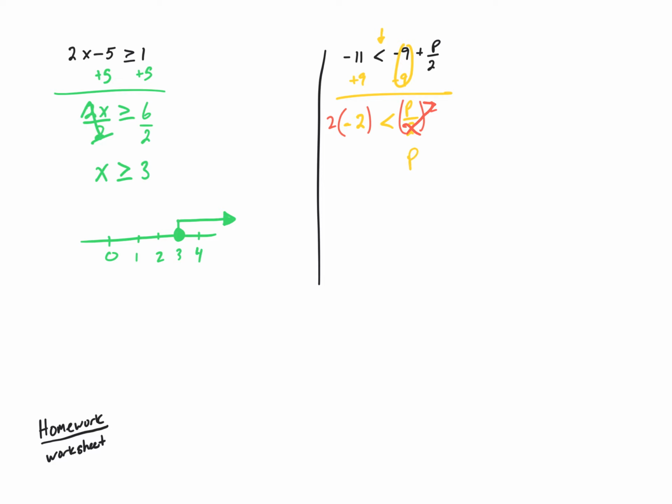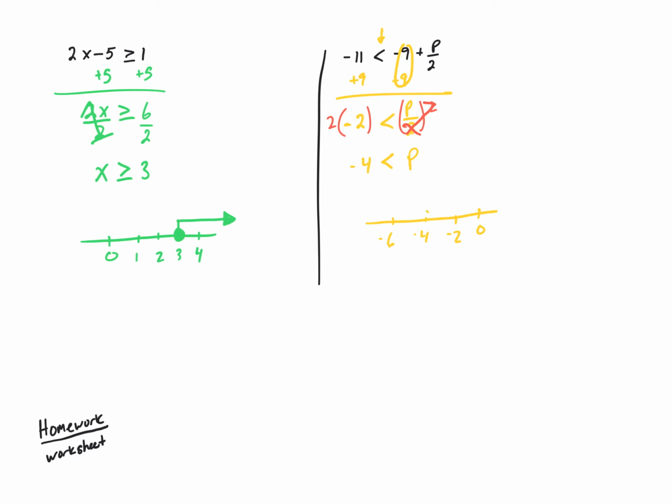So on the right-hand side, I end up with just 1p, or p. On the left-hand side, I end up with 2 times 2. Those have different signs. So it's going to be a 4, but it's going to be a negative because they have different signs. And this p is larger than the negative 4. So over here is 0, negative 2, negative 4, negative 6.